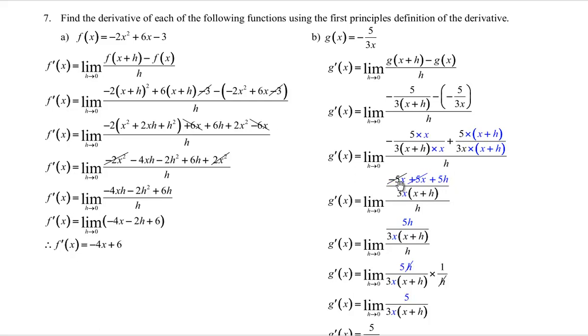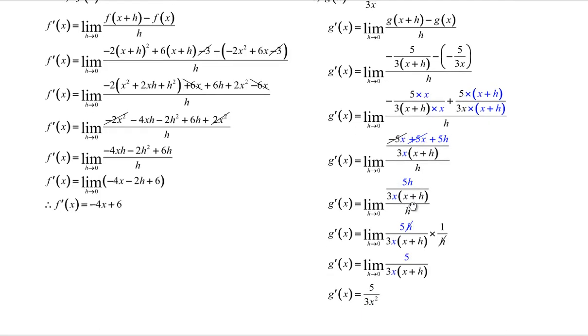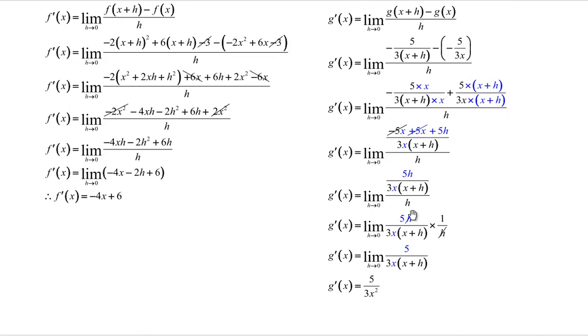Those are opposites, so they add to 0. And this would be over 3x, x plus h, 3x, x plus h. And then over h. That h is that h right here. So I just simplified from this line to this line. They're gone, they add to 0. So it's 5h over 3x, x plus h, over this h. And this guy on the bottom, that h is the same as h over 1.